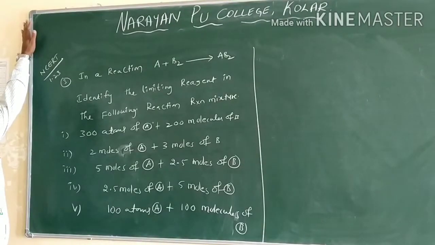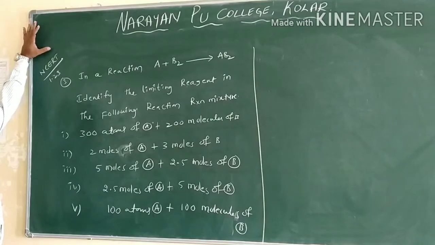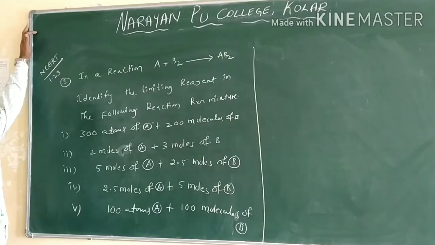See, this is one more example, example 3. This is the question from the NCERT textbook, 1.23. In a reaction, A plus B2 gives rise to AB2. AB2 is the final product. Identify the limiting reagent in the following reaction mixtures. The first one, we have 300 atoms of A and 200 molecules of B; 2 moles of A and 3 moles of B; 5 moles of A and 2.5 moles of B; 2.5 moles of A and 5 moles of B; 100 atoms of A and 100 molecules of B.